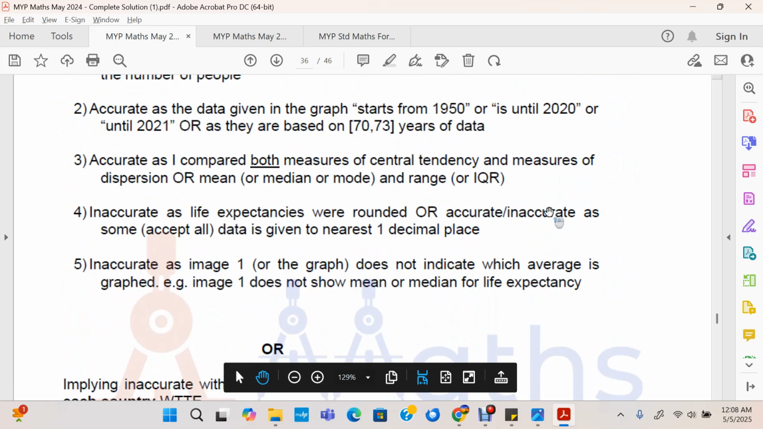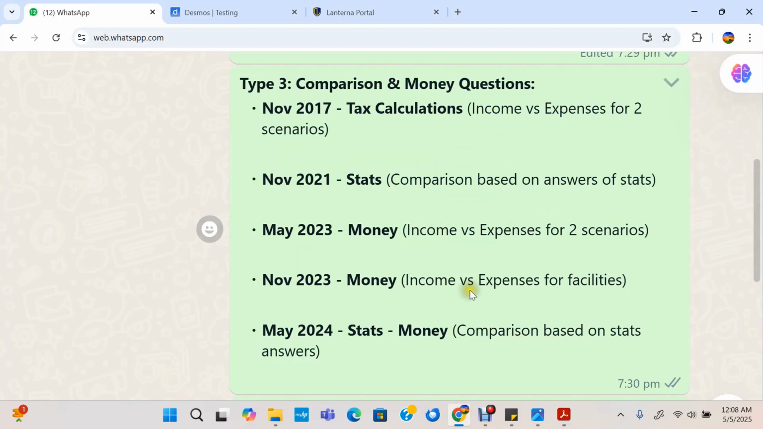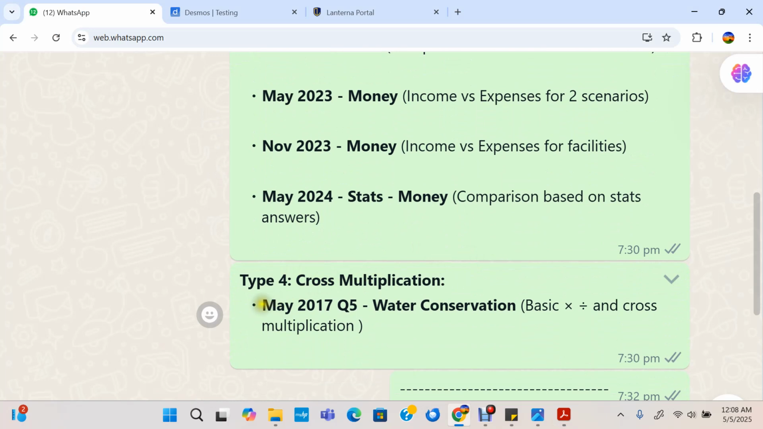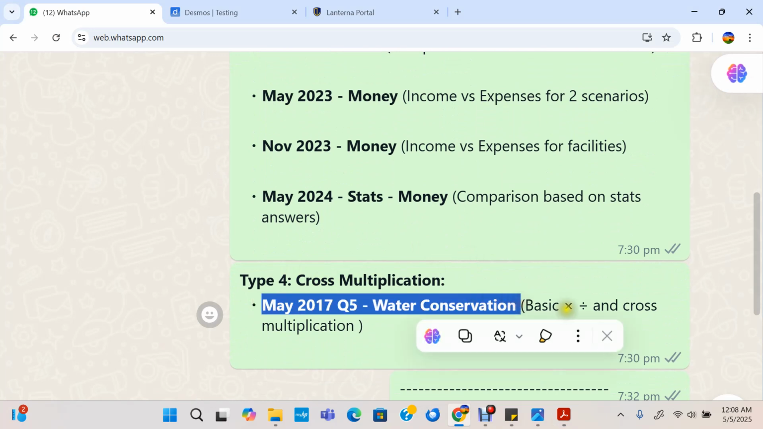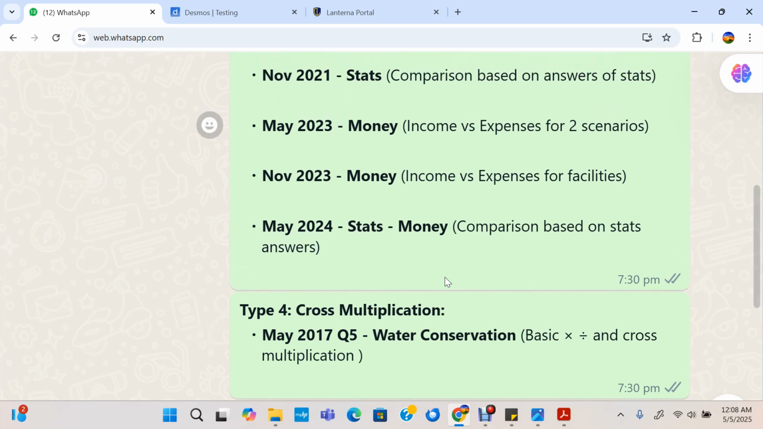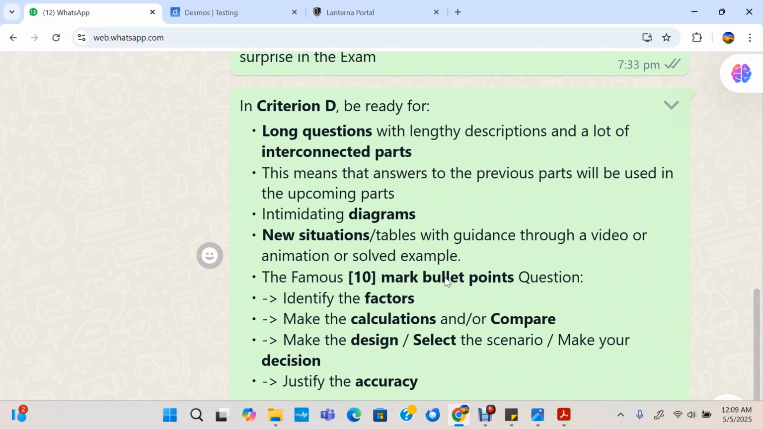Okay, so basically this was your answer, and this finishes this type of questions over here. There is also the fourth type, cross multiplication, but you can see its answer is really basic multiplication and division. That finishes our Criterion D series. So make sure that you understand the factors, bullet points, anything that will affect your purpose in that question, whether it's to compare, whether it's to select a choice, whether it's to make a design or whatever.